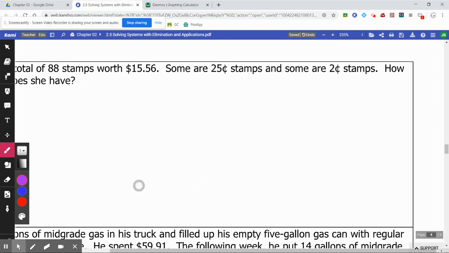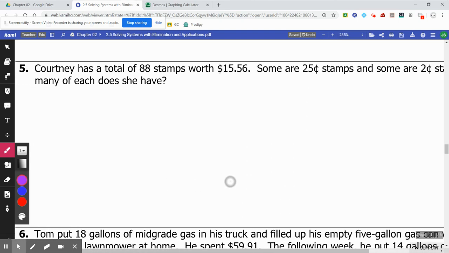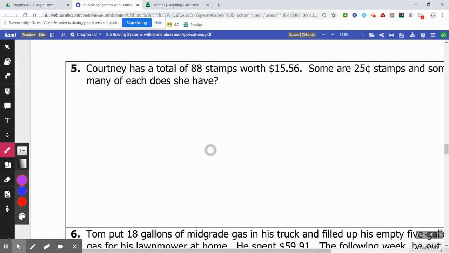Okay, number 5 says Courtney has 88 stamps worth $15.56. Some are 25-cent stamps, some are 2-cent stamps. How many of each does she have? So our x and y, we'll let x be our 25-cent stamps. So therefore our y would equal our 2-cent stamps.